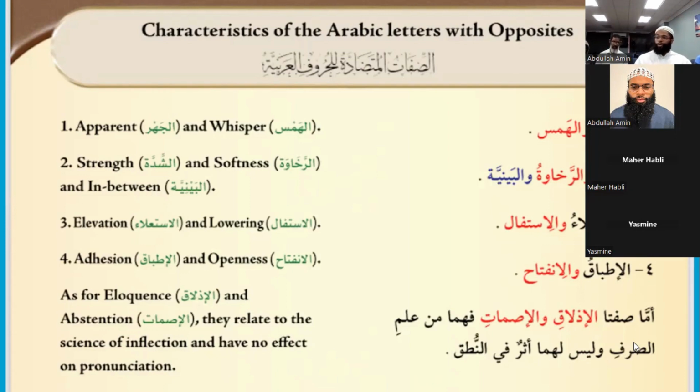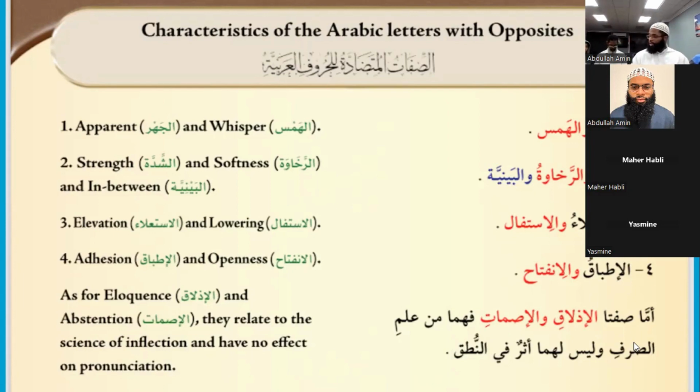This is also a rule: all the in-between letters are also jahr letters, apparent letters. All of them. Don't tell anybody I told you that. That was my next question. All of the strength letters are also apparent letters, except for two. And we'll get to that, inshallah. Let's not get ahead of ourselves.